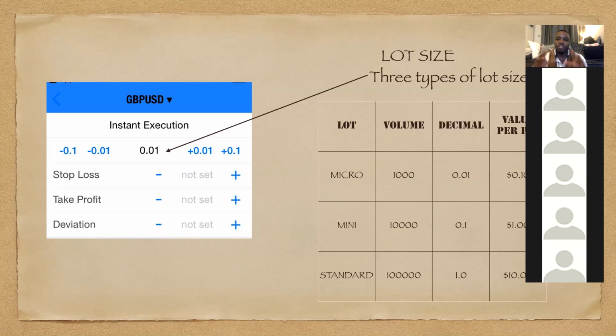As a rule of thumb, if you have £1,000 in your trading account, the maximum lot size you should be using is a mini lot size. If you have £1,000 in your trading account, do not even trade a standard lot. As a rule of thumb, trade a standard lot size when you have at least £10,000 in your trading account. So guys, be on the safe side. Use the right lot size.